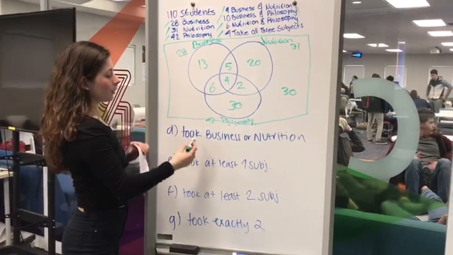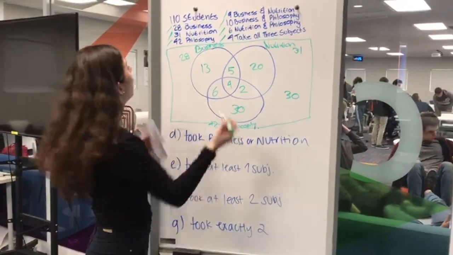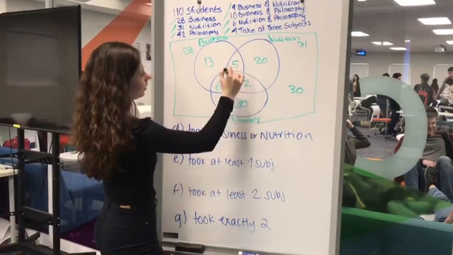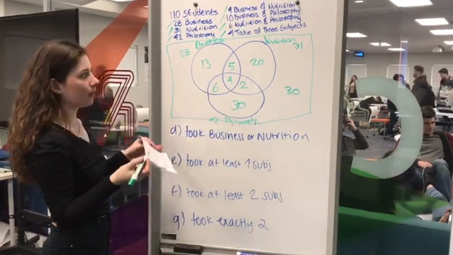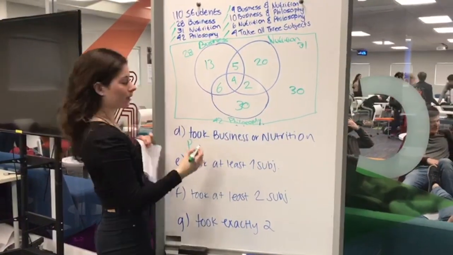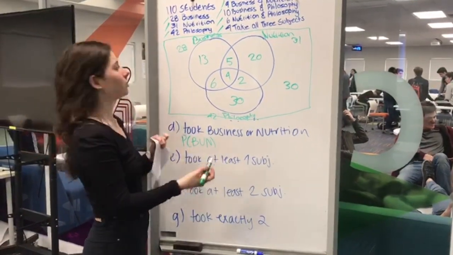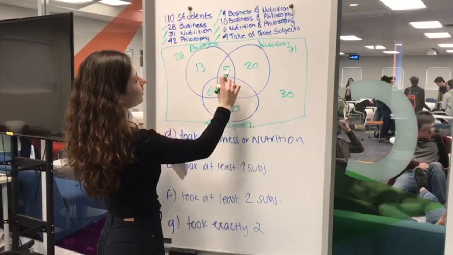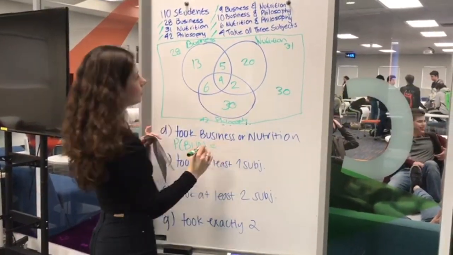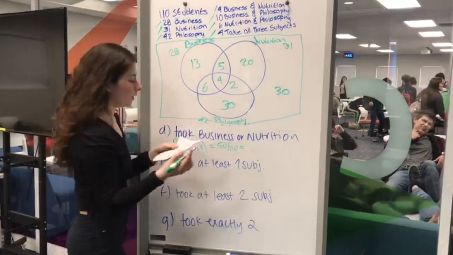Problem D asks us to find a student who goes to business or nutrition. So we can have a student that goes to this circle, or a student that goes to this circle. So we have to add all of those students. The notation is P of business union nutrition. So we add 13 plus 5 plus 20 plus 6 plus 4 plus 2, and it equals 50 out of 110, also known as 45%.